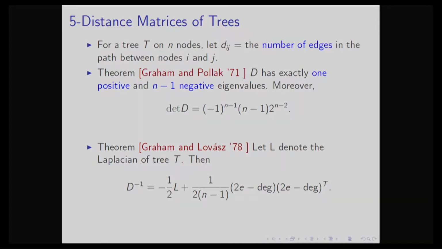And there is a nice result here relating the inverse of D to the Laplacian of the tree in this way. This vector deg is the vector consisting of all the degrees of the tree. This is related to other results that I don't have time to go through. Now, it's well known that D is a spherical EDM, and this is the radius for these matrices. This class of matrices is a special case of the class that I'm going to present next.